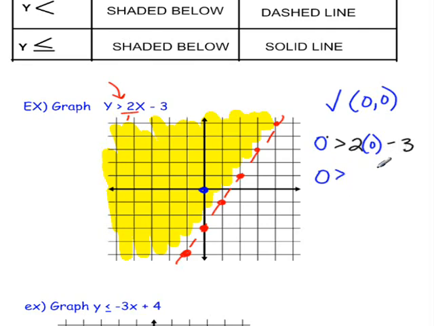Let's figure out what's over here. 2 times 0 is 0. 0 minus 3 is negative 3. Now let's look. Is 0 greater than negative 3? Yes, it is. So that's a true statement.